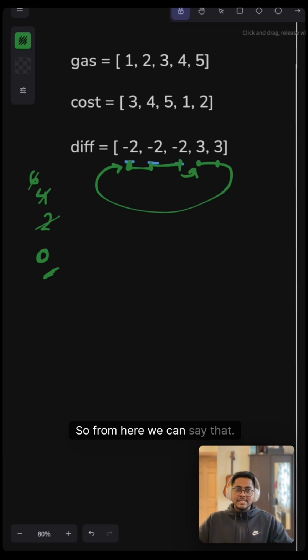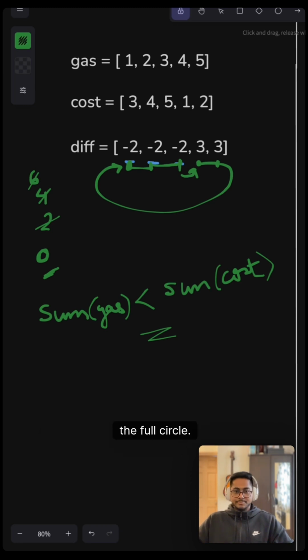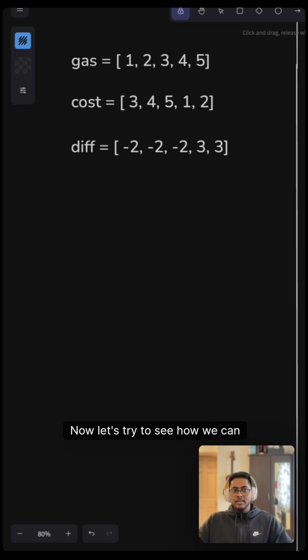So from here, we can say that the sum of gas should be greater than or equal to the sum of cost. Otherwise, no matter where we start, we can't complete a full circle. So we will always make sure about this condition, and we can initially return minus 1 if this is not true. Now let's try to see how we can approach this problem.